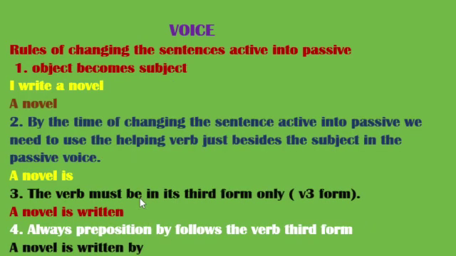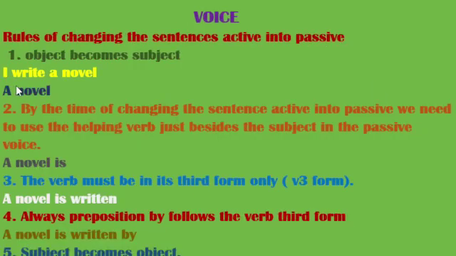Subject becomes object. So what is our subject? The subject is I. So that subject becomes object. So I becomes me. If you observe, I becomes me, we becomes us, you becomes you, they becomes them. In the same way, here the subject is I, so we have to use me. I becomes me. So finally our answer is: a novel is written by me. In this way we have to transform the sentence from active into passive.